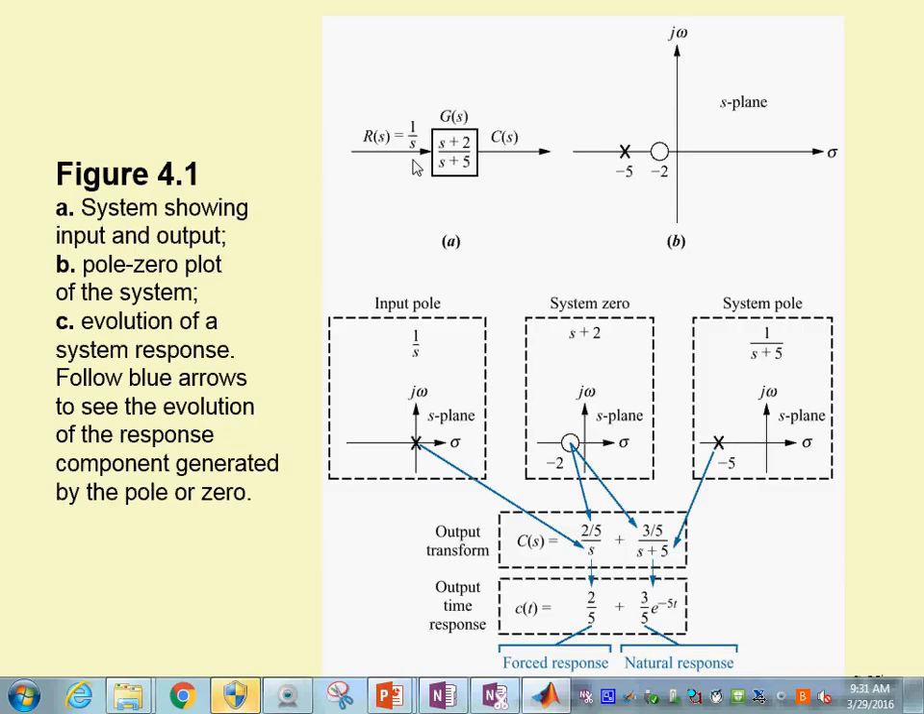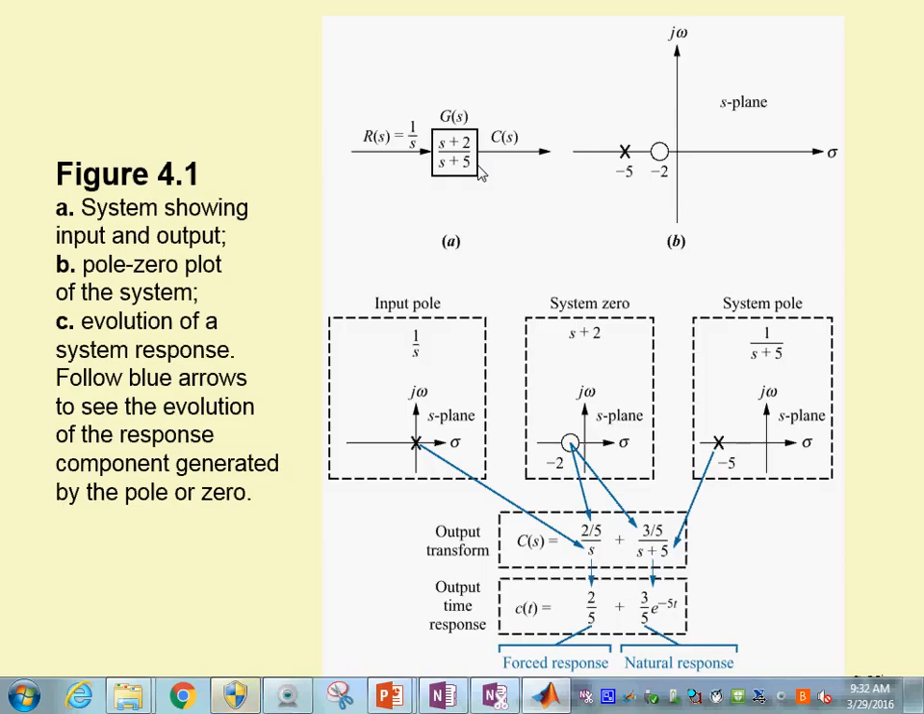You have a numerator of the transfer function, you have the denominator of the transfer function. From now on, any root of the denominator is called a pole. Okay, that's something we have to remember all the time from now on. Any root of the numerator is called a zero. Any root of the denominator are the poles. Any root of the numerator are the zeros.